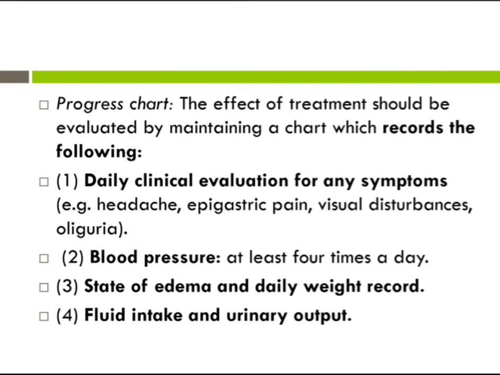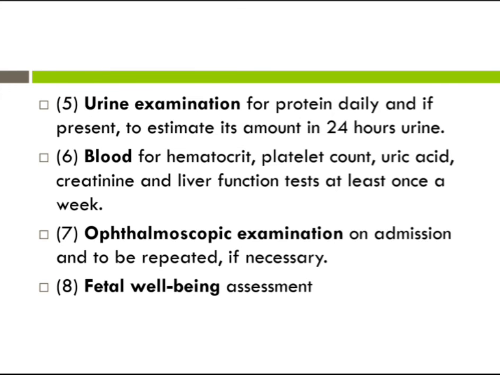Progress chart. The effect of treatment should be evaluated by maintaining a chart which records the following. 1. Daily clinical evaluation for any symptoms such as headache, epigastric pain, visual disturbance, oliguria. 2. Blood pressure at least 4 times a day. 3. State of edema and daily weight record. 4. Fluid intake and urinary output. 5. Urine examination for protein daily and if present to estimate its amount in 24 hours urine.